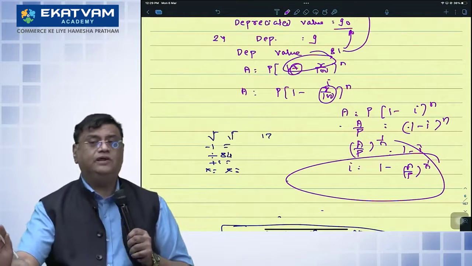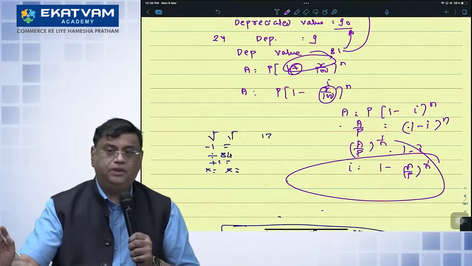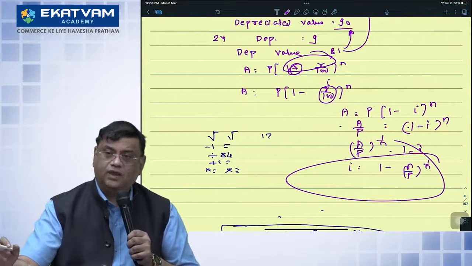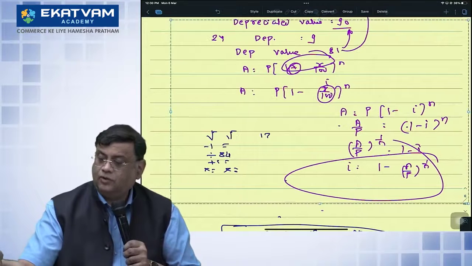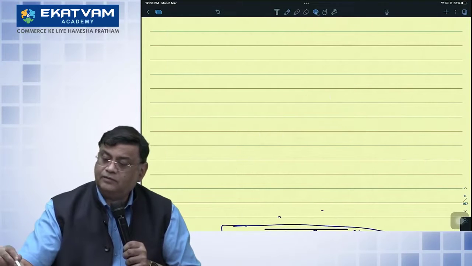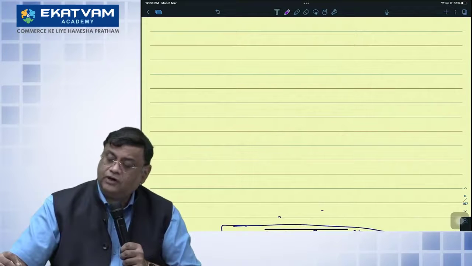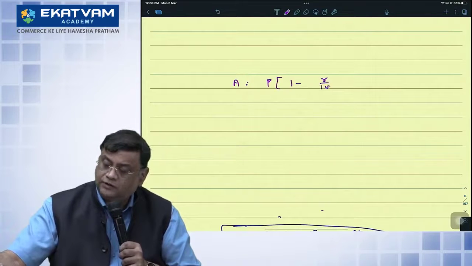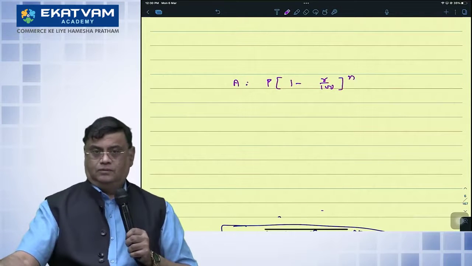Finally, what is the formula that has emerged? A is equal to P into bracket 1 minus R over 100 bracket raised to N. So write down somewhere. Although it is printed over there, write it that the formula for depreciation is A is equal to P into 1 minus R over 100 that raised to N. समझा?